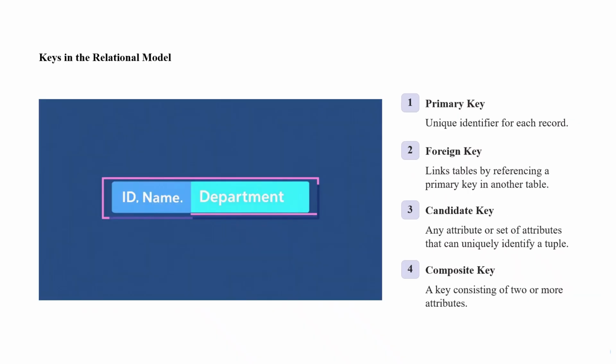Keys in the relational model: primary key, foreign key, candidate key, composite key. A primary key uniquely identifies each record. A foreign key links tables by referencing a primary key in another table. A candidate key is any attribute or set of attributes that can uniquely identify a tuple. A composite key is a key consisting of two or more attributes.